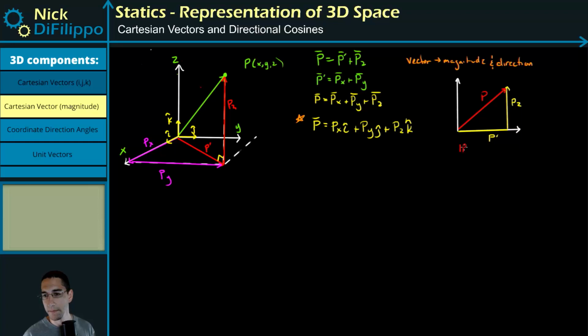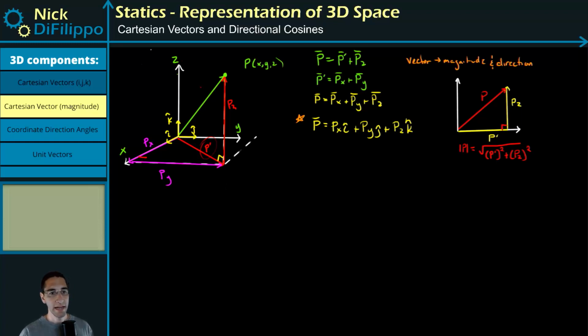So the magnitude of p is just like it was in 2D. It's equal to the square root of p prime squared plus pz squared. Right, this is my right angle. Now, let's look at this a little bit more. What is p prime? Well, p prime is a magnitude with a right triangle right here. So I have a right triangle that's right there.